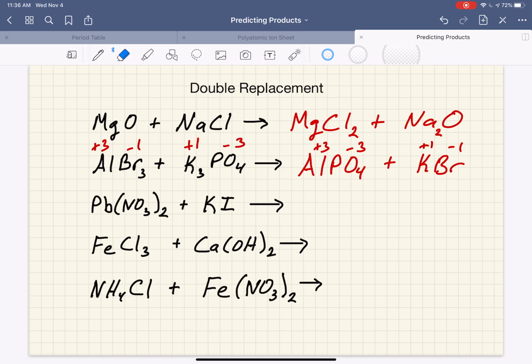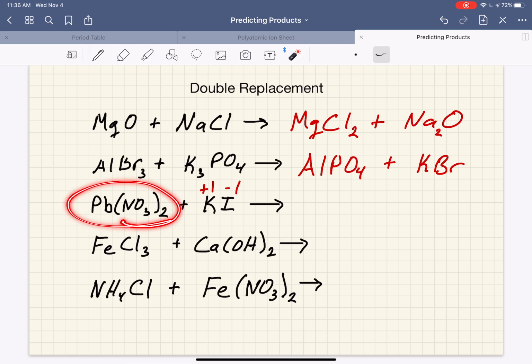Let's get rid of the work, clean it up. Don't need that as part of our final answer. All right, a little bit more quickly. Let's do this one here. Positive 1 and negative 1 from the potassium and chlorine. Now we go over to this guy right here, the lead nitrate.